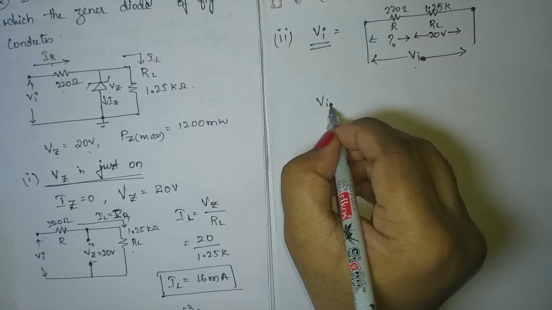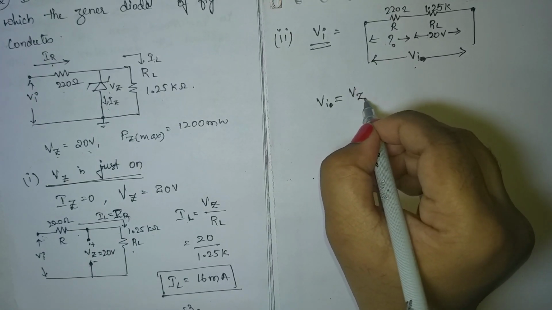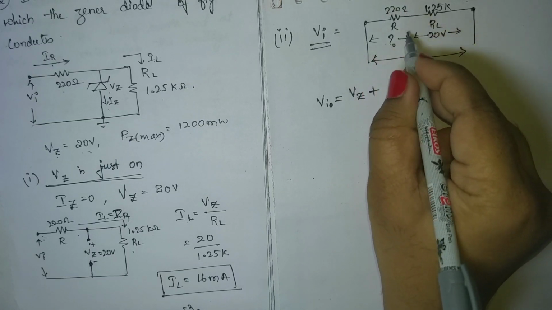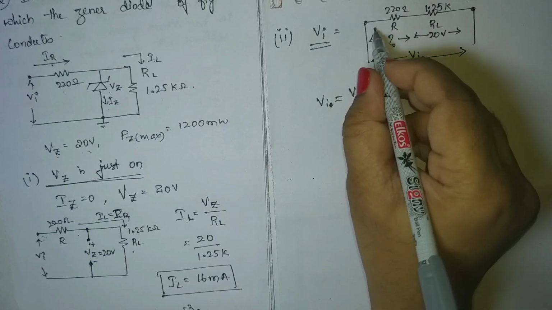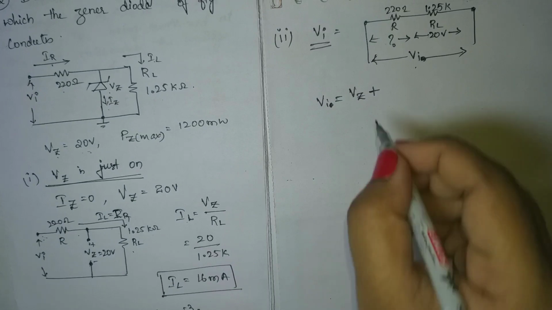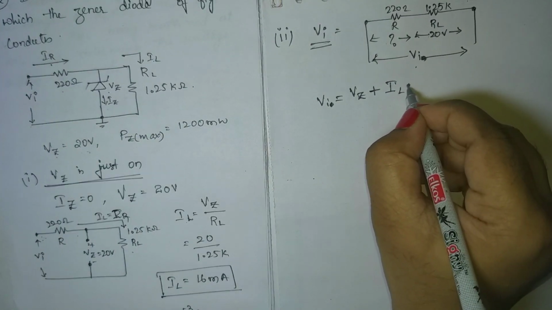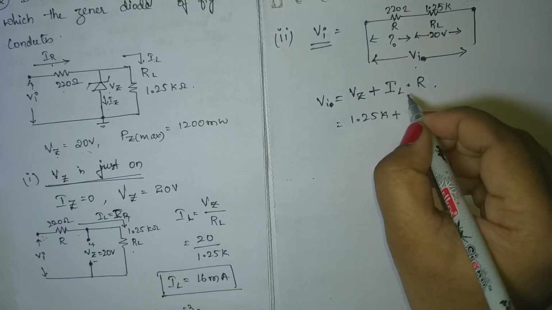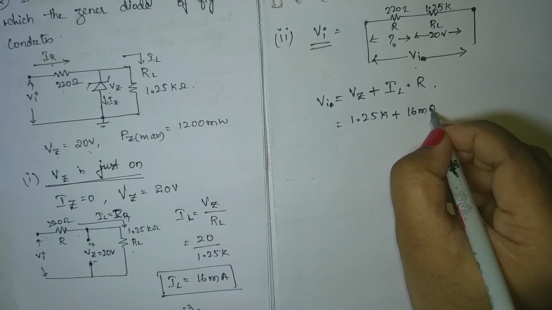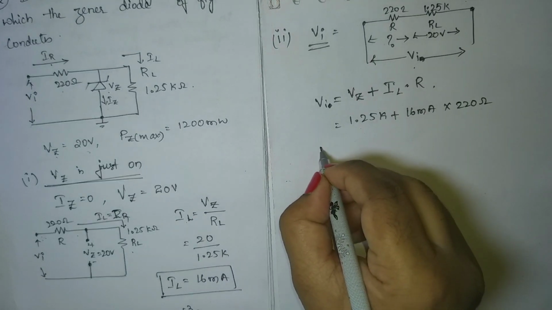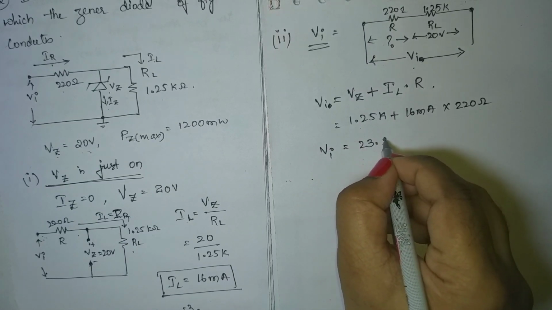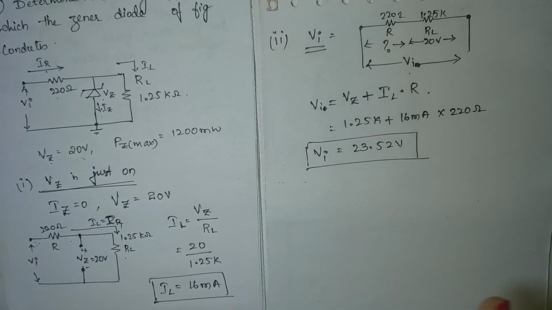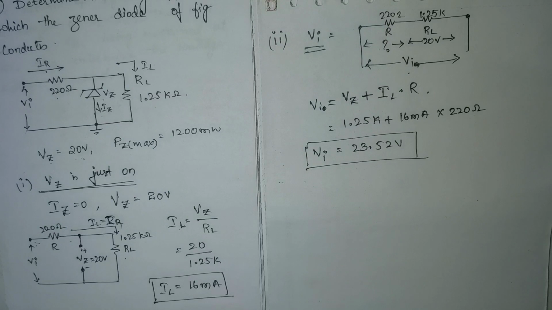So Vi is equal to VZ, which is the voltage drop across RL, plus the voltage drop across this resistance. What is the current flowing through the complete limb? It is 16 milliamps, which is IL, into R. When I substitute the values, I get 20 volts plus 16 milliamps into 220 ohm. The value of Vi will be equal to 23.52 volts. So this is the starting point of your input voltage.